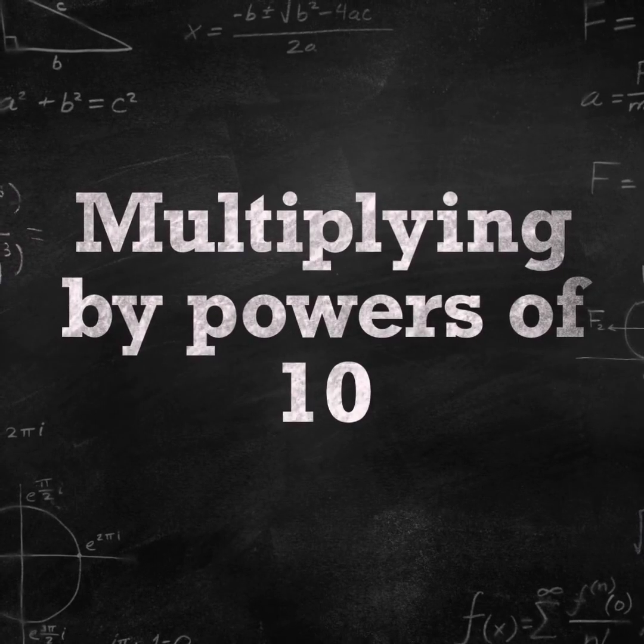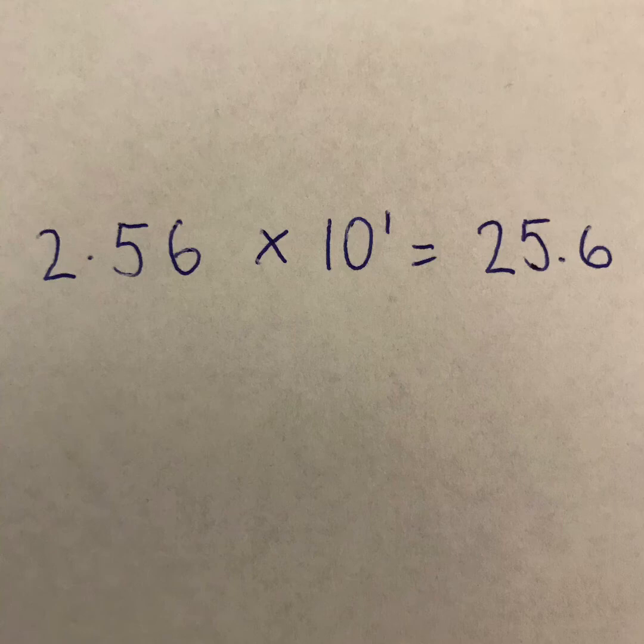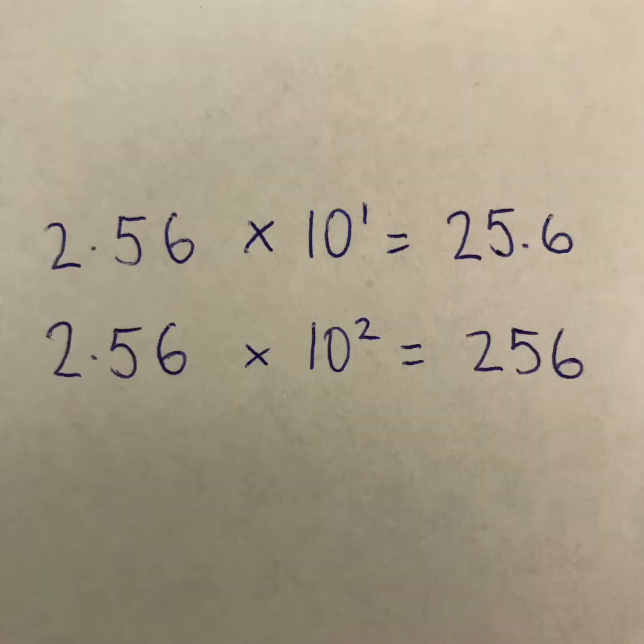Now we're going to have a look at how to multiply by powers of 10. We're going to start by multiplying 2.56 by 10 to the power of 1, which we've just figured out is actually just 10. All we need to do is move the decimal point the number of places that it says in the index notation. So we're going to move the decimal point one place, because it's 10 to the power of 1, to the right. So instead of 2.56, the answer is 25.6.